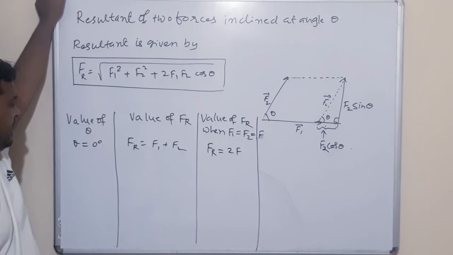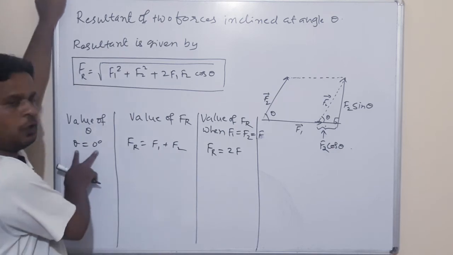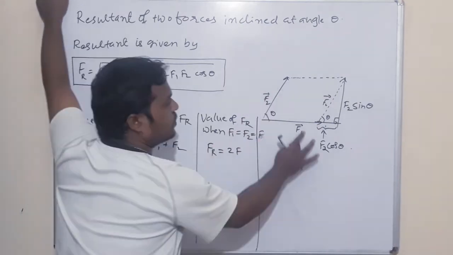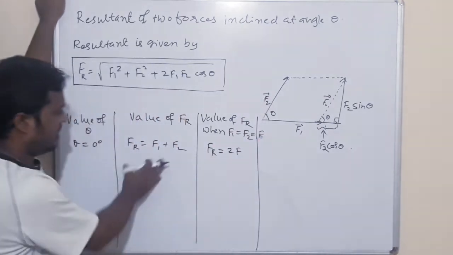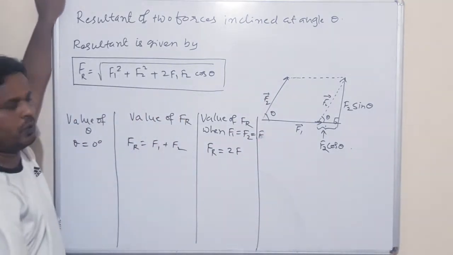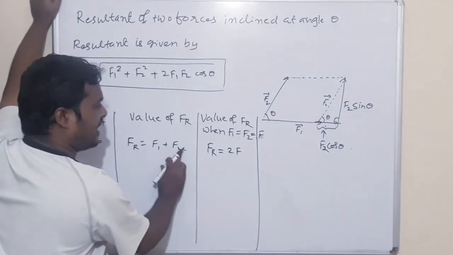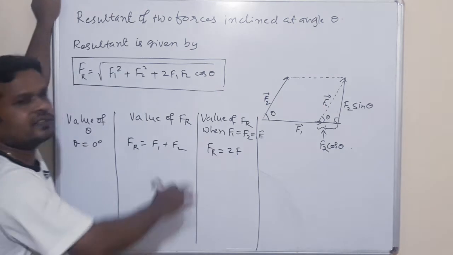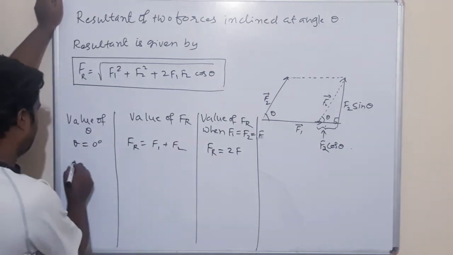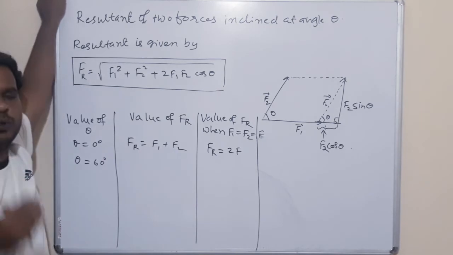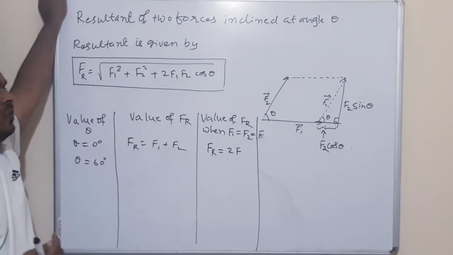See, the meaning is, if the angle between these two forces is 0 degree, then the resultant is just the sum of the two vectors. If both are equal, if one is equal to 10, another is equal to 10, then it is just 2 times 10.